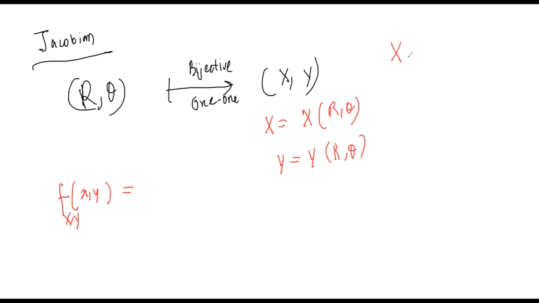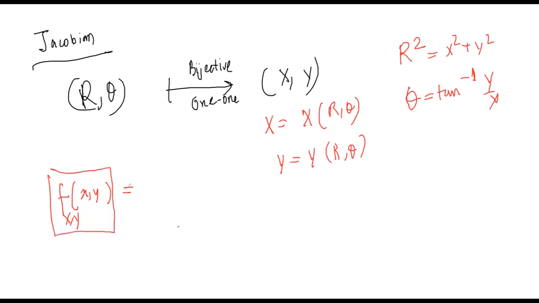So let's first list the relationship. R square is equal to x square plus y square, and theta is equal to tan inverse of y by x. What we are trying to find is the relationship between the density of x comma y and that of r comma theta, say r comma z.